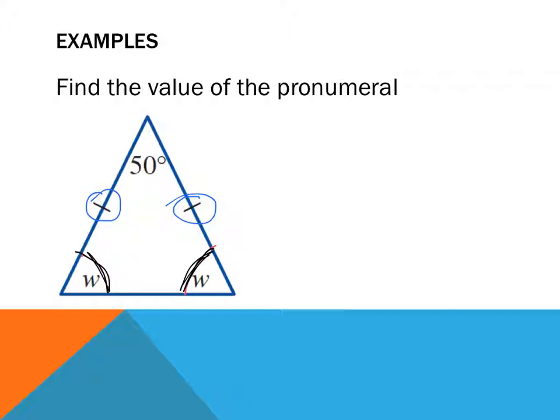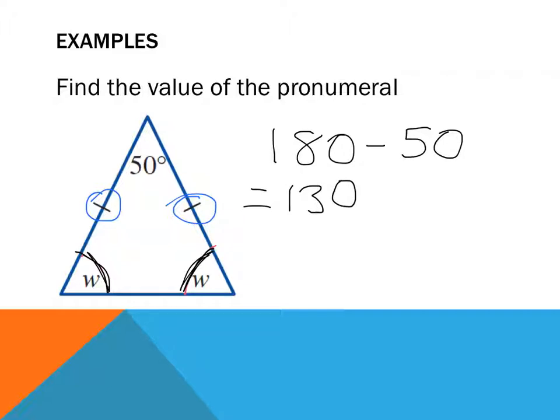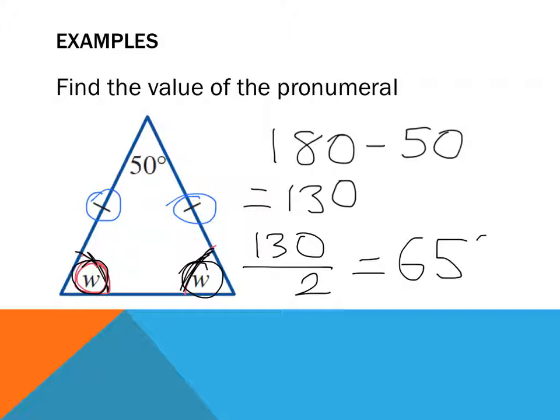So first off, I'm given the angle at the top. So 180 minus 50 equals 130 degrees. So I know that 130 degrees is what I have left. Now W doesn't equal 130 degrees. 2W equals 130, so this one and this one. So what I need to do is divide 130 by 2, which will give me 65 degrees.